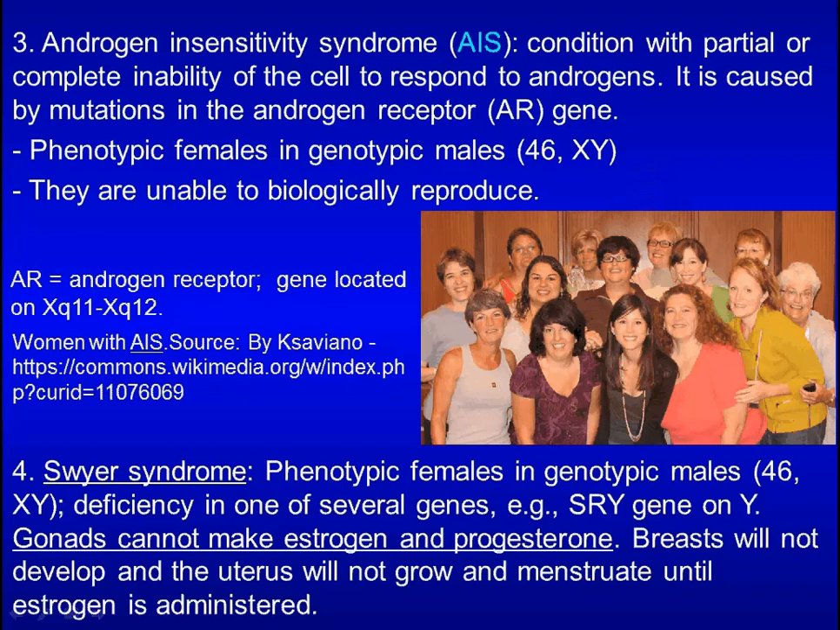The fourth condition is Swyer syndrome. It is caused by a deficiency in one of the several genes on the Y chromosome, such as the SRY gene. Very similar to androgen insensitivity syndrome, people with this condition are genetic males, but they are phenotypic females. In these people, gonads cannot make estrogen and progesterone. Breasts will not develop, and the uterus will not grow and menstruate until estrogen therapy is provided.